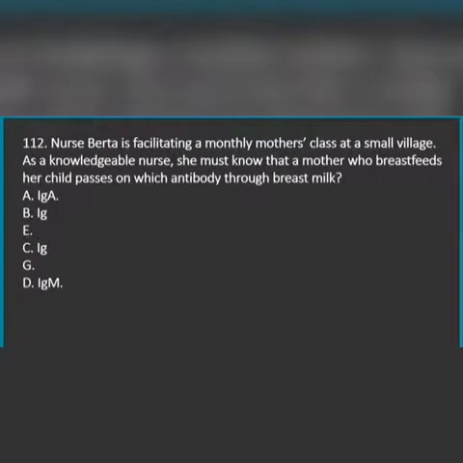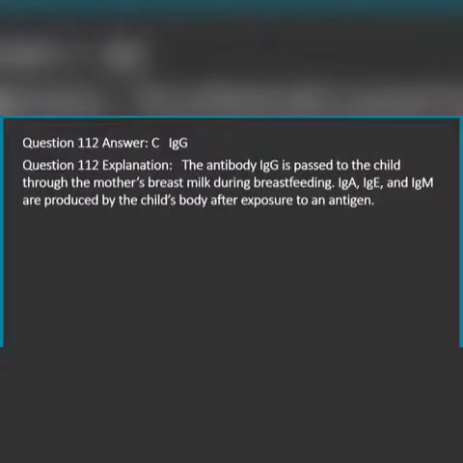Question 112. Nurse Berta is facilitating a monthly mother's class at a small village. As a knowledgeable nurse, she must know that a mother who breastfeeds her child passes on which antibody through breast milk? A. IgA. B. IgE. C. IgG. D. IgM. Question 112 Answer: C. IgG. Question 112 Explanation: The antibody IgG is passed to the child through the mother's breast milk during breastfeeding. IgA and IgM are produced by the child's body after exposure to an antigen.